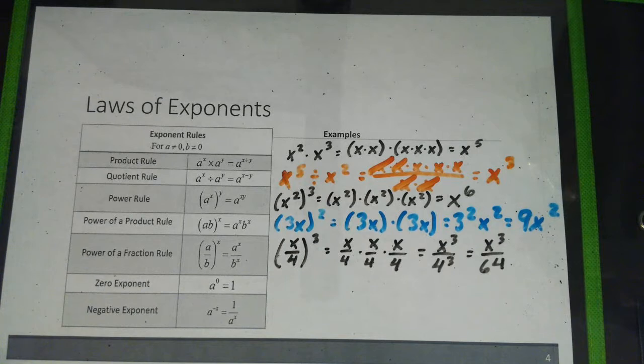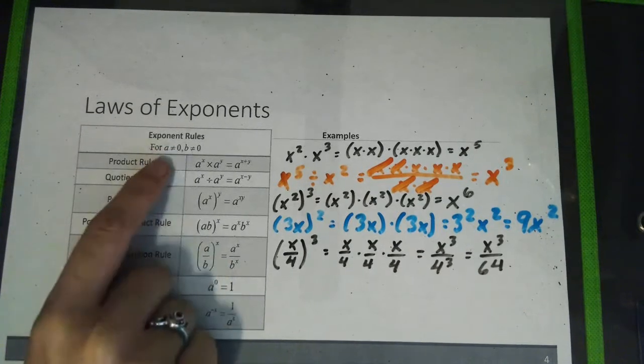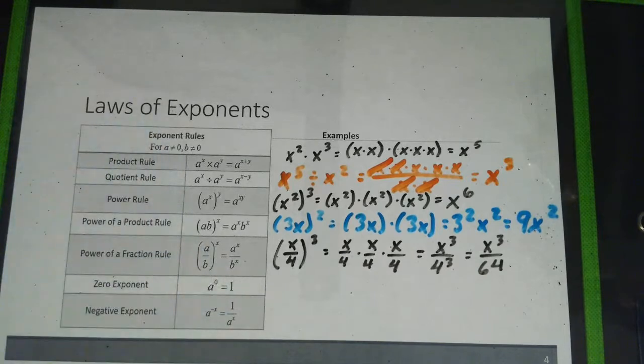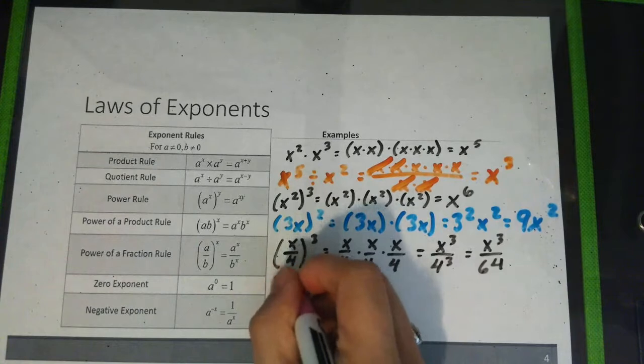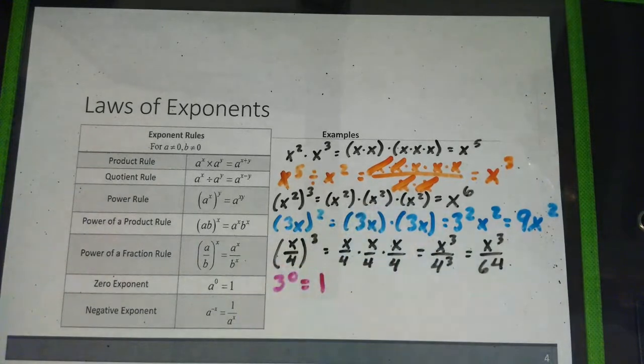Next up, we just have some basic rules that you just kind of need to know. The 0 exponent says that anything raised to the 0 power is equal to 1. Remember, we do have the exception that a cannot be equal to 0. So 0 raised to the 0 power is undefined, but anything else, if we raise it to the 0 power, is equal to 1. So if I had, say, 3 to the 0 power, that'd be equal to 1.